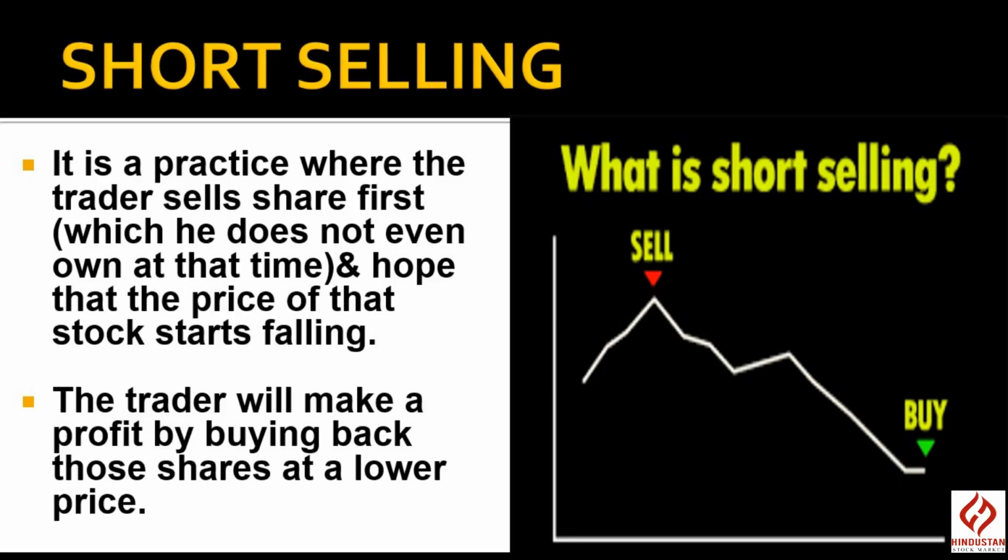So let's say there is a company whose share price starts falling. Here you can first sell the stocks at 100 rupees, and later when the price falls to 95 rupees, you can buy back that stock. And here the difference between selling and buying, that is 100 rupees and 95 rupees, is your profit. That is, 5 rupees is your profit. So a lot of people use this technique of short selling to make profit in a falling market, that is, in the scenario when the share prices are continuously falling.